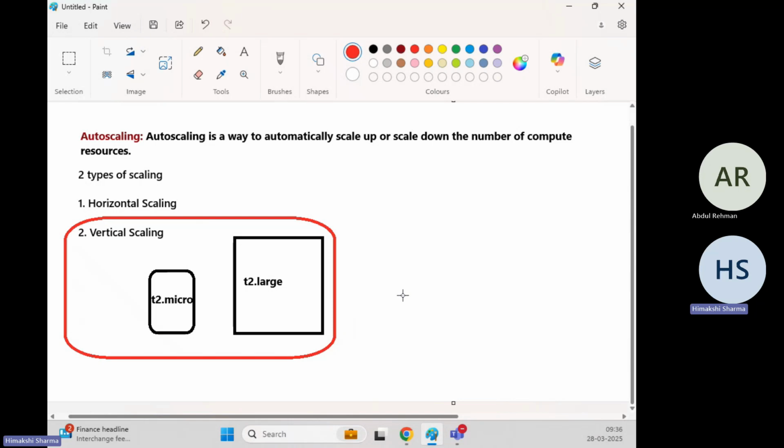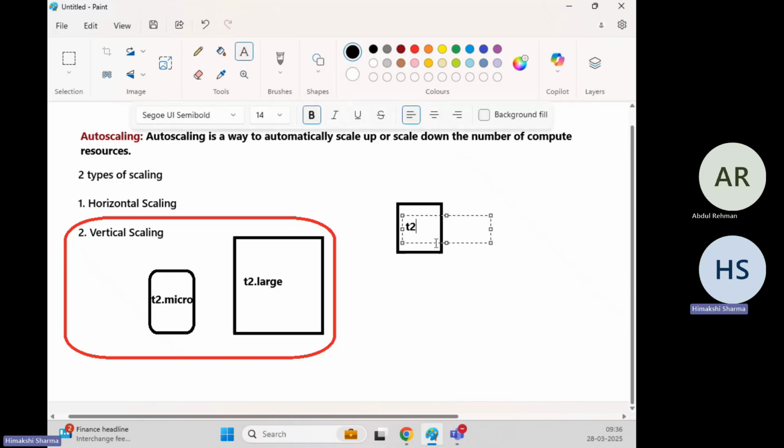If we talk about horizontal scaling, what happens in horizontal scaling? We could have, for example, one EC2 instance of any particular configuration, maybe T2.micro itself. And we realize this EC2 instance is not enough to handle the load. We need a few more EC2 instances for the availability perspective as well.